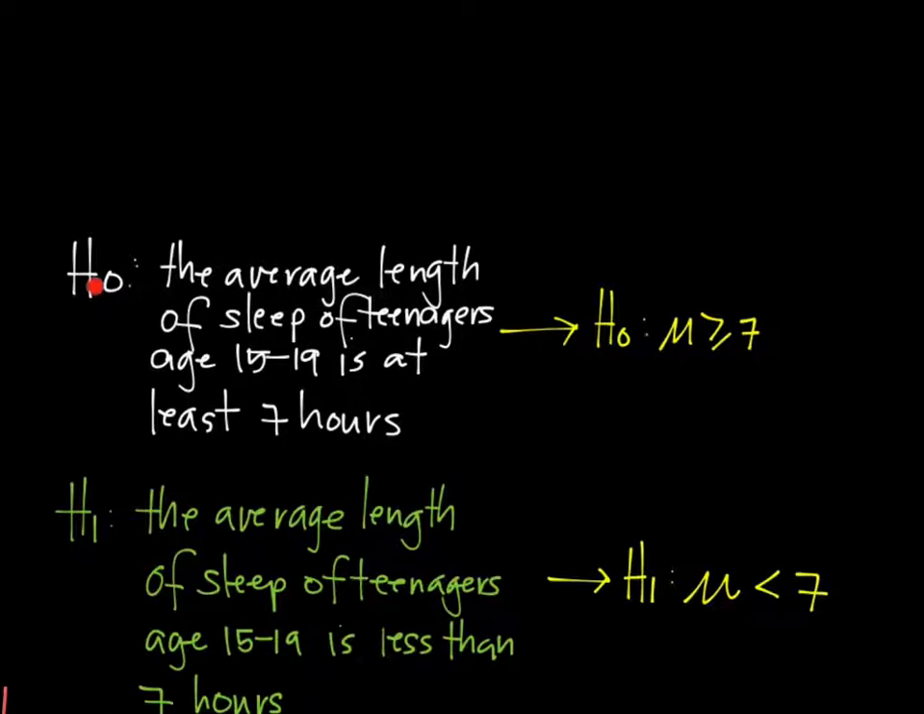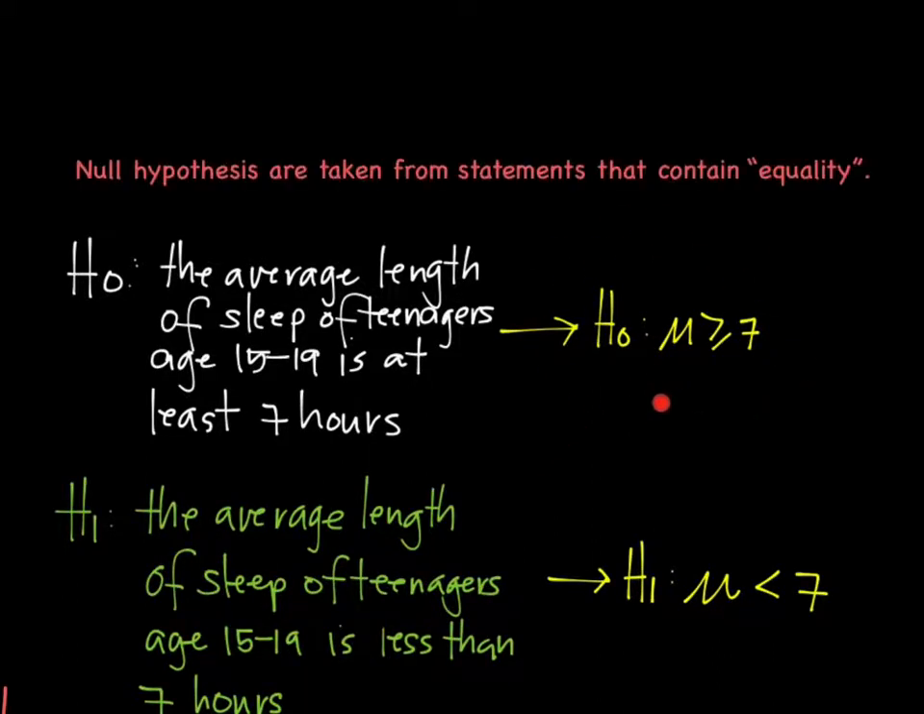Okay, later on we will encounter examples in which statements can be confusing, and they will ask you to write the null and alternative hypothesis. The key is to write the null hypothesis by using the statement that says an equality. Okay, if it is not a status quo, but the statement is saying greater than or equal, less than or equal, then that will be our statement for the null hypothesis.